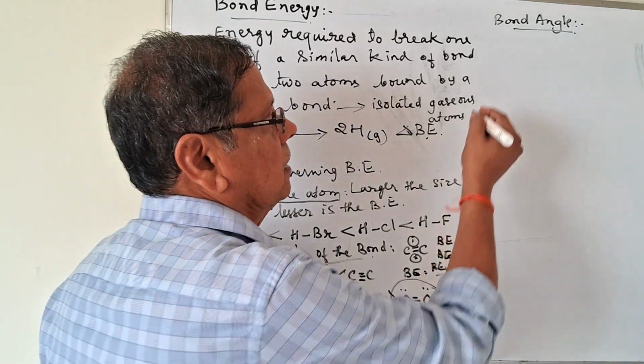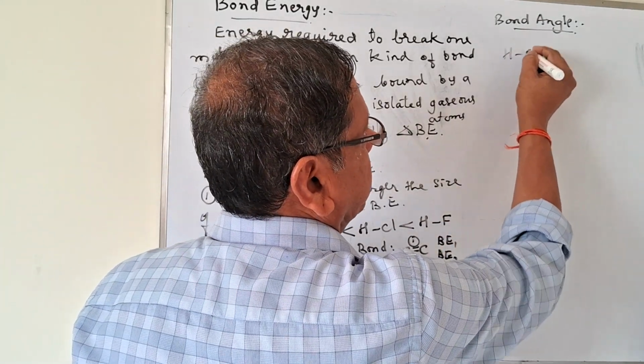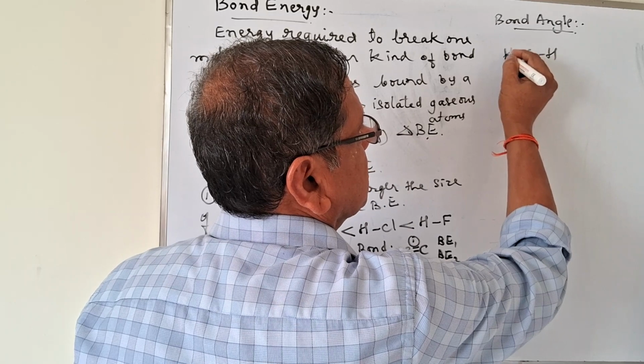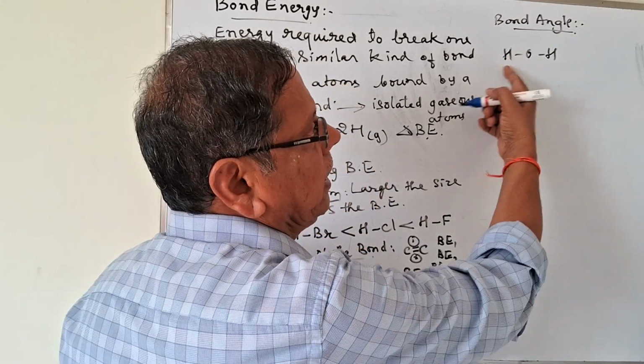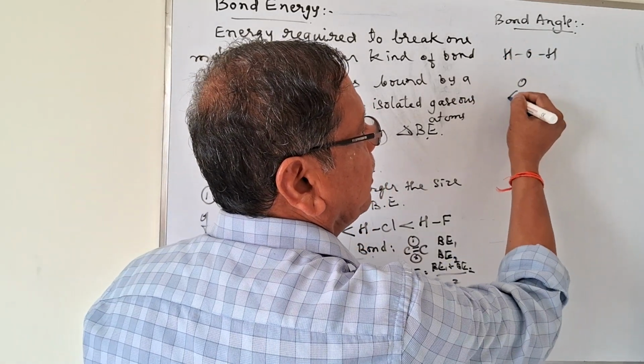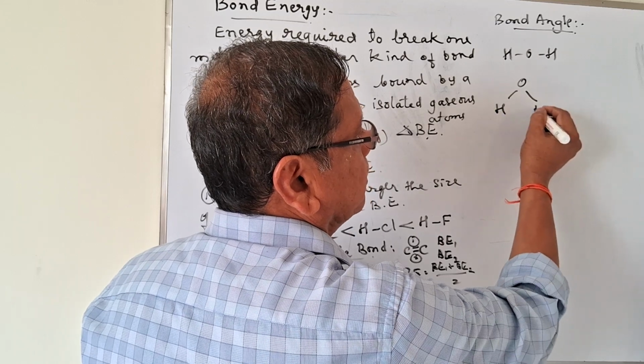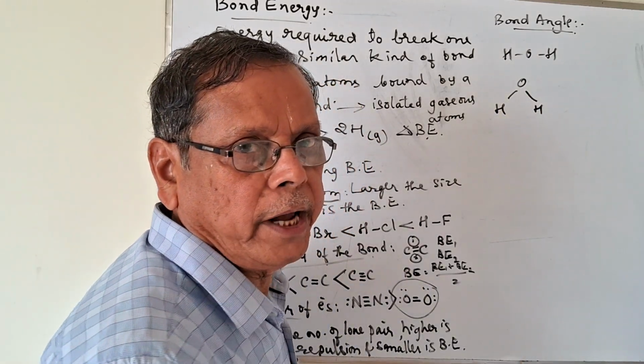Suppose I consider this hydrogen-oxygen bond, hydrogen-oxygen-hydrogen. This is not actually linear. In future topics we will study the bond angle, that is HOH.